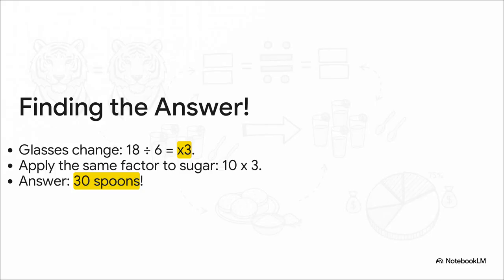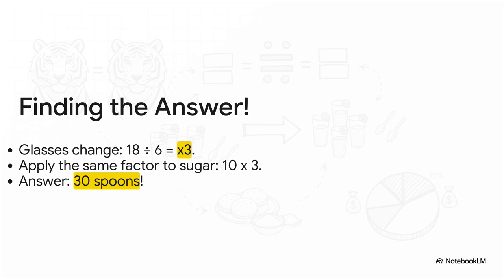And solving this is so easy. Just ask yourself a simple question. How did we get from 6 glasses to 18 glasses? Well, we multiplied by 3. So, because it has to be proportional, we do the exact same thing to the other side. We take the 10 spoons of sugar and we multiply that by 3 too. And we get 30 spoons.